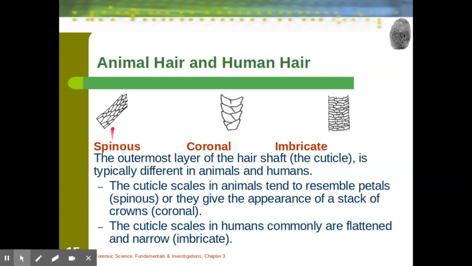Also, you can look at the cuticles. So there's this type, kind of a spinous here, coronal, and imbricated here. So animals tend to look like these. So here's some spinous ones and some coronal. So this may be like a dog or a cat. I kind of forget which one would look like which. I have to look at some pictures. But humans tend to look like this, sort of like, well, I kind of think of it like bricks, but their scales overlapping each other.